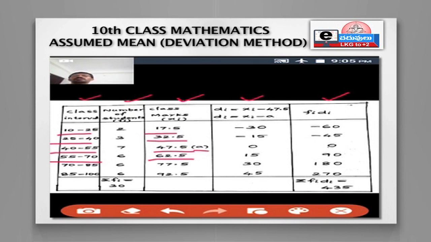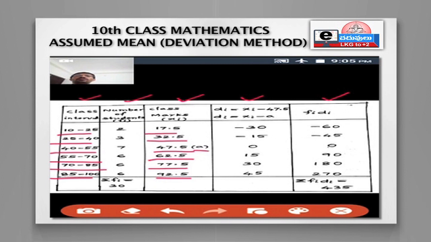Next, what is the class mark for 70 to 85? 70 plus 85, 155 by 2. 155 by 2 is equal to 77.5. Next, class mark for 85 to 100. 85 plus 100 by 2, 185 by 2. 185 by 2 means 92.5.